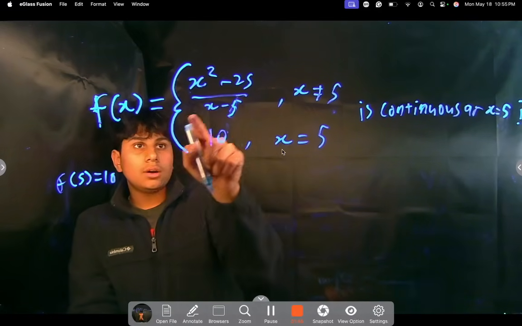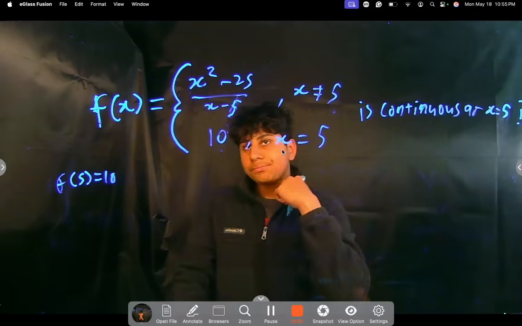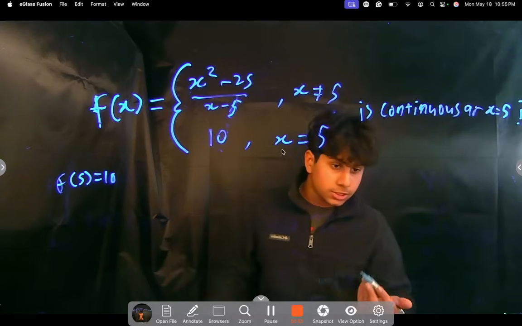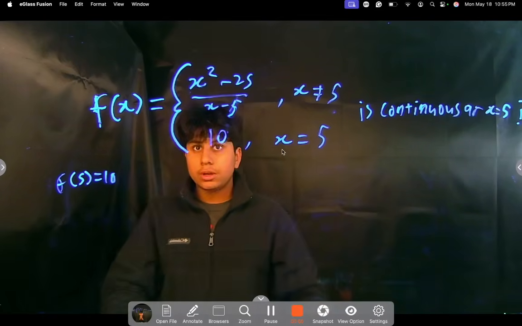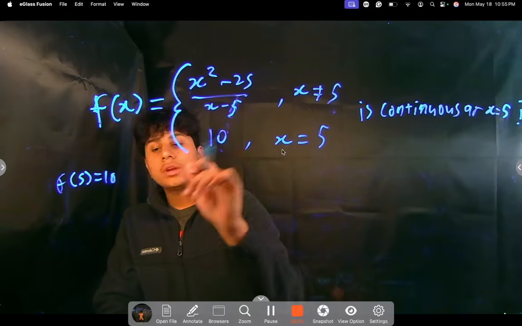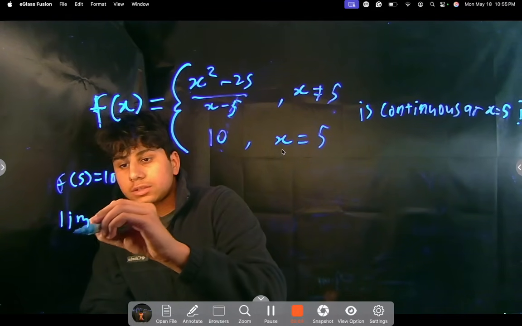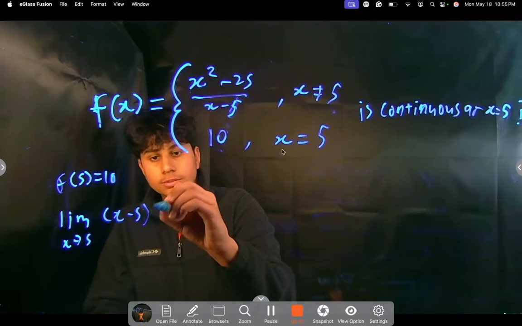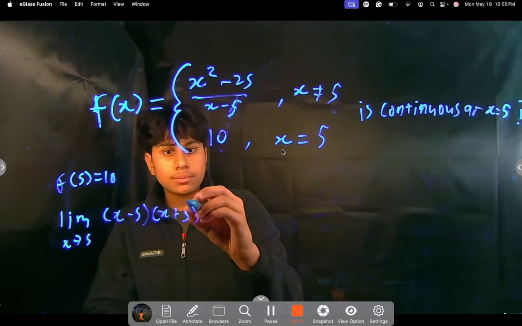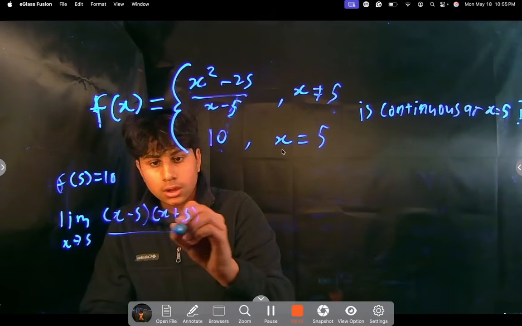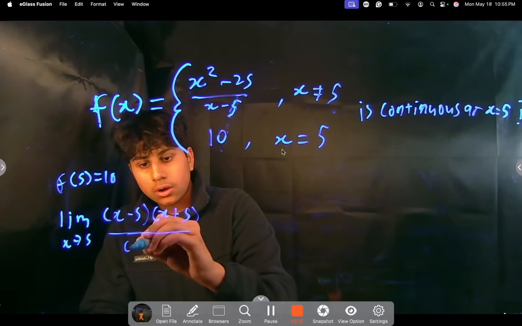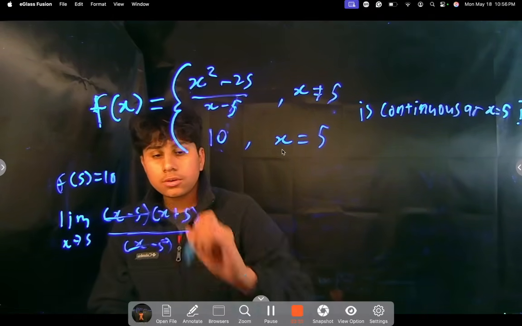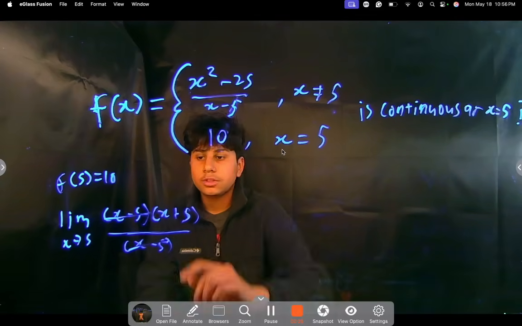So the limit as x approaches 5 for this function. Well, we're going to have to factor, because otherwise the denominator will be 0 and our function will be undefined. So the limit as x approaches 5, we can factor this: x squared minus 25 is x minus 5 times x plus 5, over x minus 5 in the denominator. The x minus 5 cancels with the x minus 5 in the numerator, and now all you have left is x plus 5.